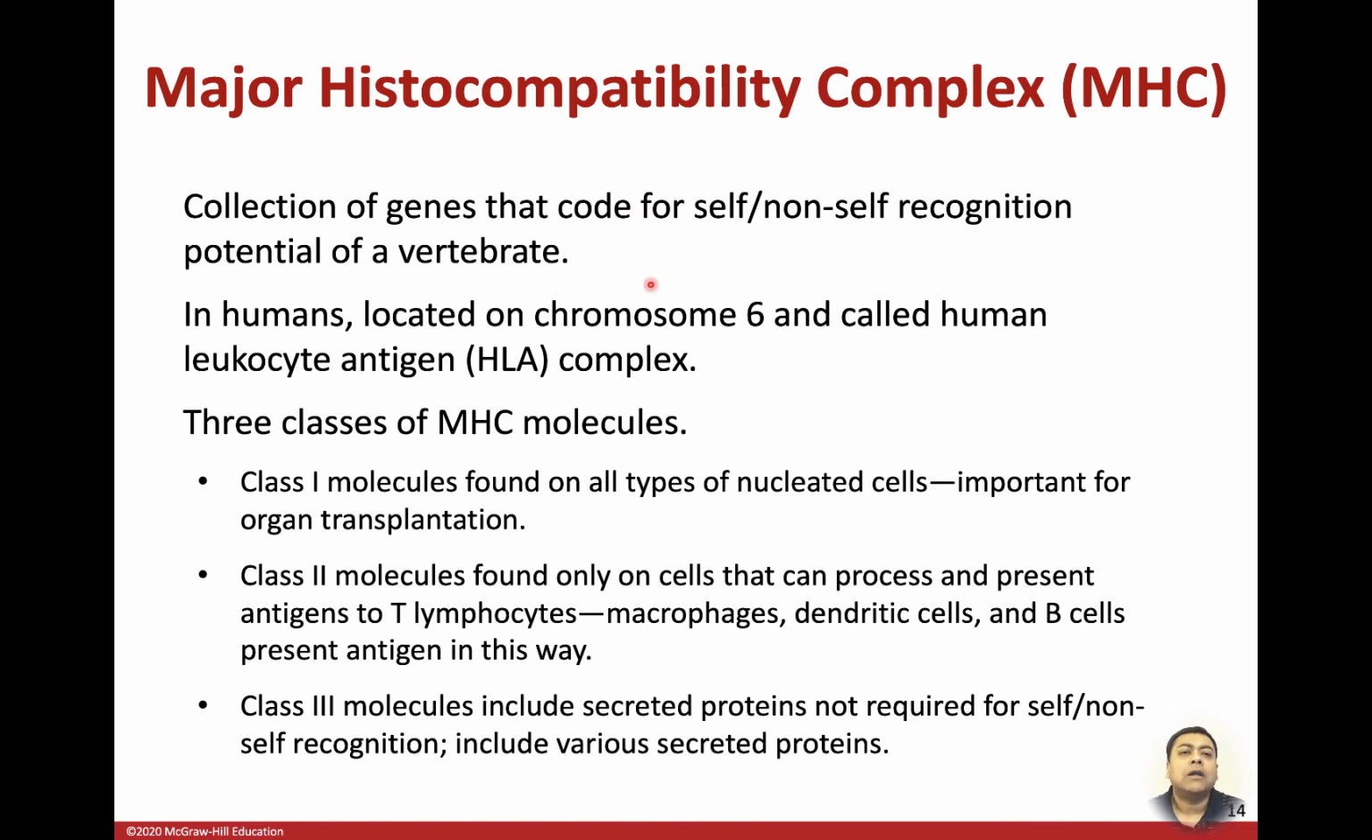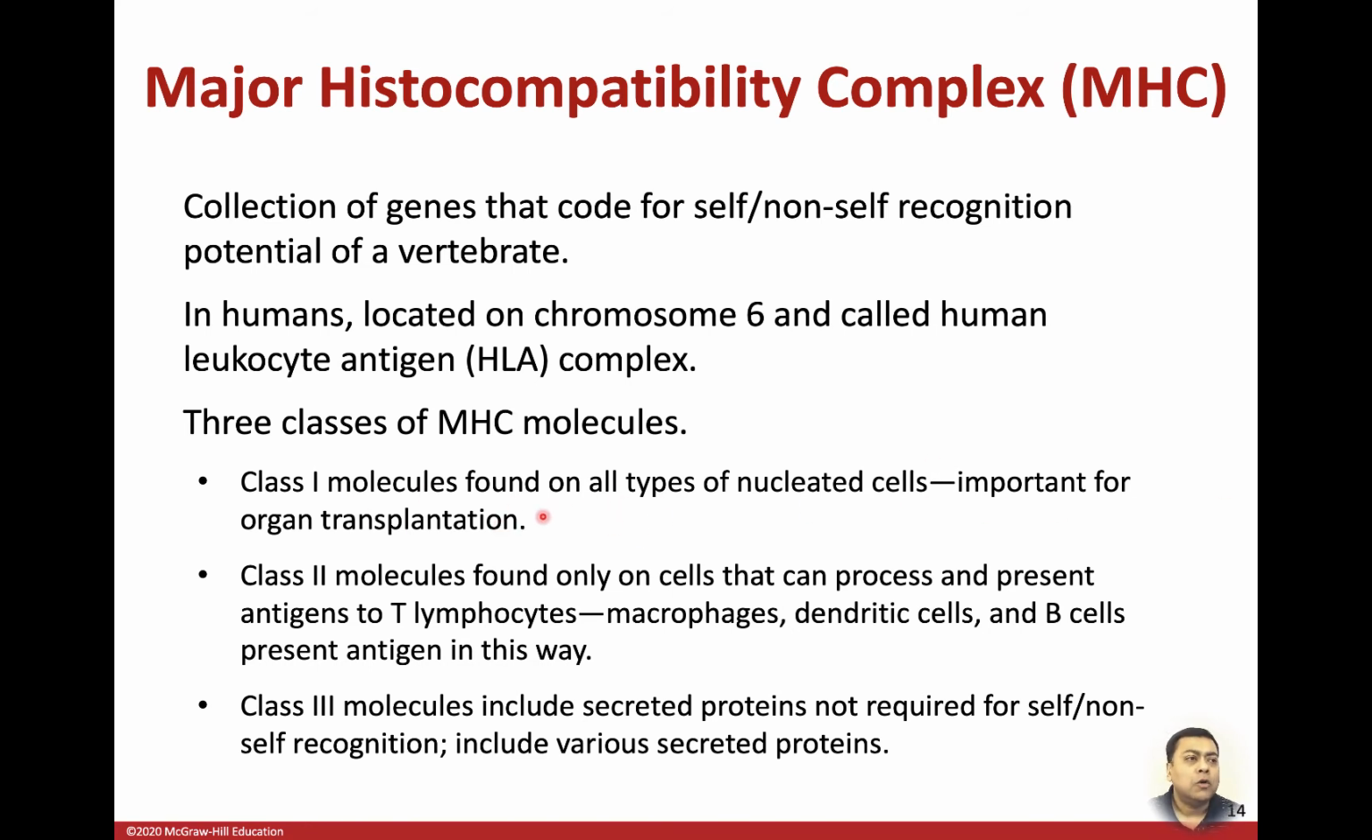These are a collection of genes which code for self or non-self potential of a vertebrate. In humans, these are located on chromosome 6, called the human leukocyte antigen complex, or HLA, which gives rise to these MHCs. The MHC class 1 molecules we are going to see are found in all types of nucleated cells. They're important for organ transplantation.